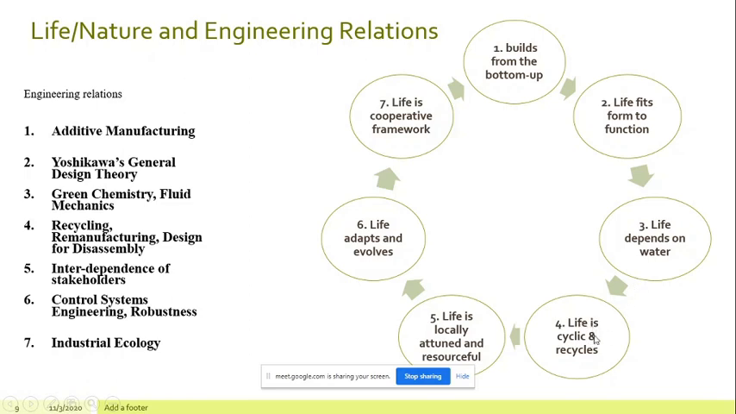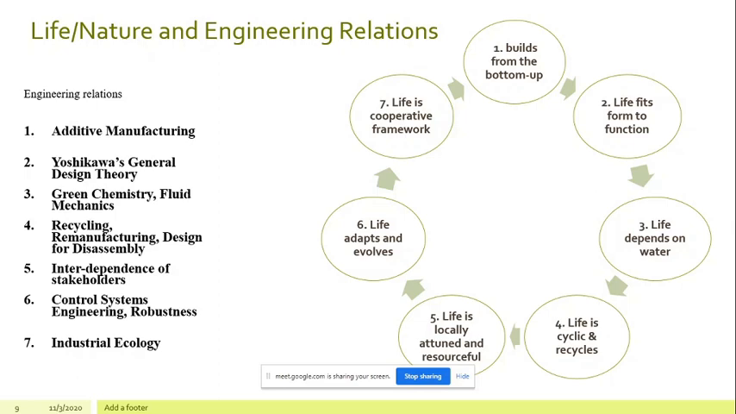Fourth is life is cyclic and it recycles. It refers to the day and night cycles, seasons, the water cycle and the nitrogen cycle. Nature recycles everything it produces. It is also interconnected, so the waste of one is the raw material of another. It refers to the decomposition and reuse of organic matter. In engineering, we don't recycle every waste we produce, but still there are concepts of remanufacturing and design for disassembly.